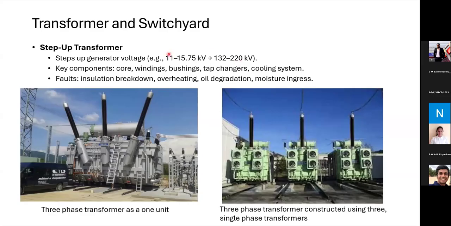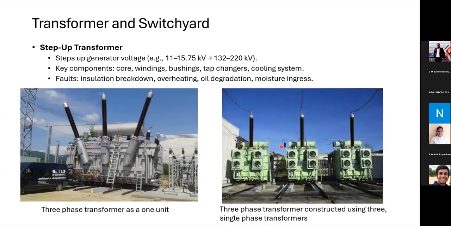So this transformer can be implemented in two different ways. One is a single unit with a three-phase arrangement, a single three-phase transformer. The other method is to create a three-phase transformer using three single-phase transformers. Cost-wise, it is a different decision.